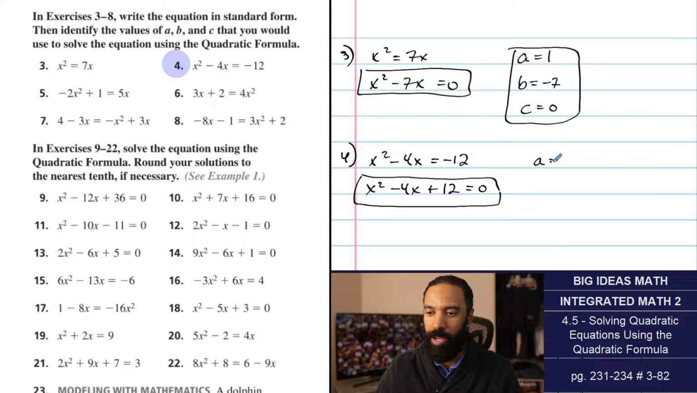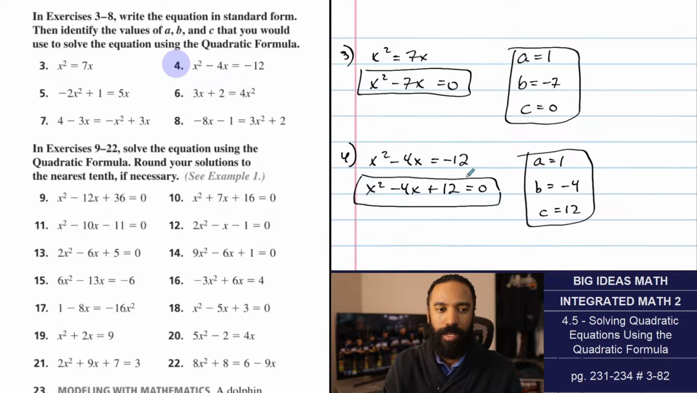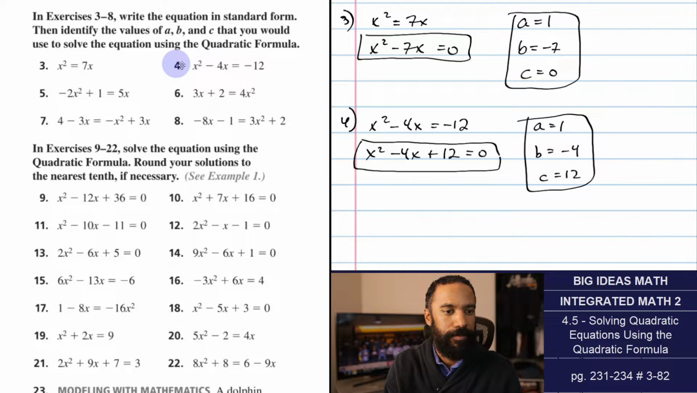Your a is once again 1. b is negative 4. And c is 12. Number 5: negative 2x squared plus 1 equals 5x.